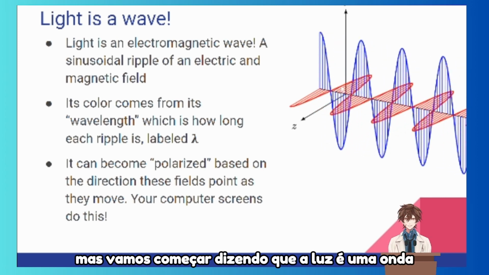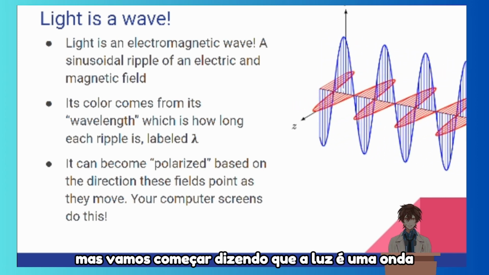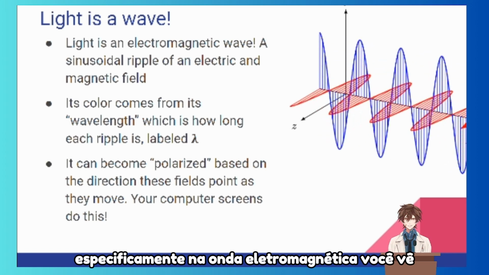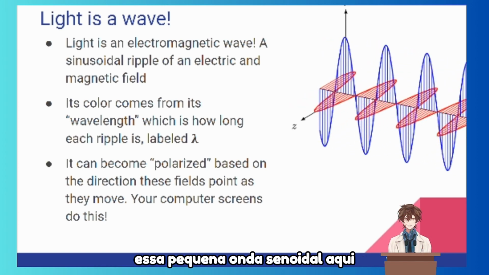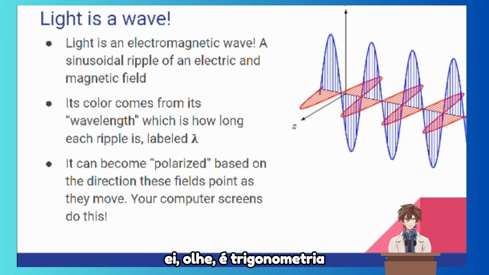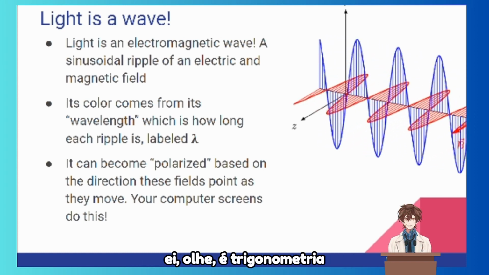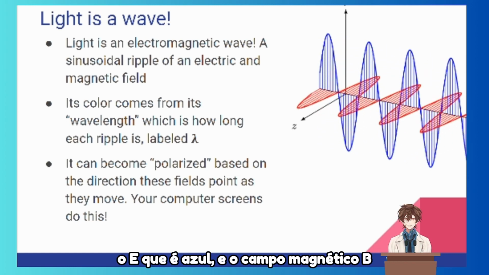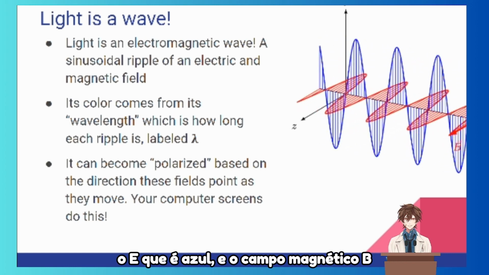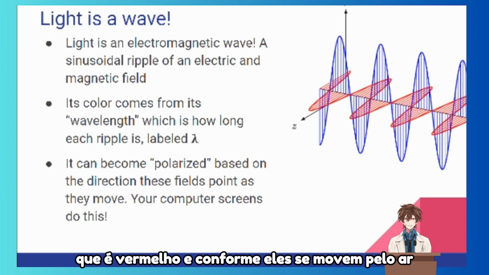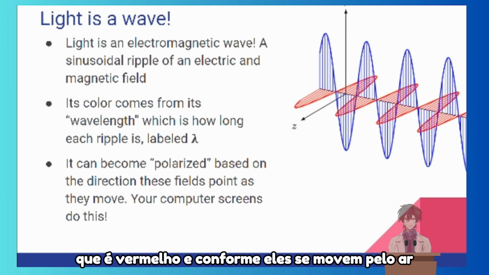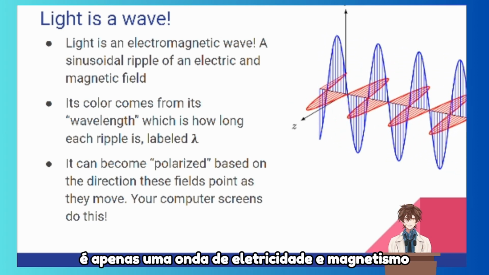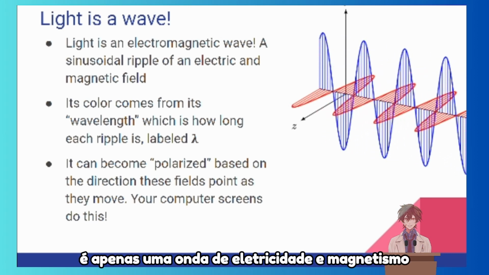But let's just start out by saying light is a wave. Specifically, an electromagnetic wave. You see this little sine wave here? Hey, look, it's trigonometry. That is an electric field, the E that's blue, and the magnetic field, B, that's red. And as they move through the air, that is what light is. It's just a wave of electricity and magnetism.